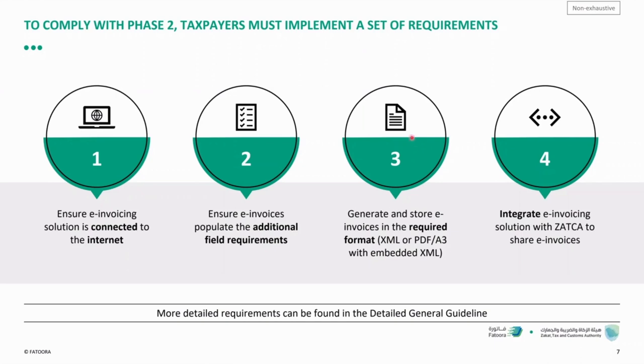Now, again, as a general set of requirements for phase 2, what we're talking about is that we need to make sure that the taxpayer systems that are generating the e-invoices are connected to the internet. We need to make sure that the invoice format has additional field requirements, as we mentioned in our specification. And then, as we mentioned previously, it has to be in the format that we require, which is an XML or PDF/A3 embedded XML. It has to be generated and stored in the same format. And then finally, they have to integrate with the ZATCA platform and share the invoices. Of course, you can find more details about this in the detailed general guideline.